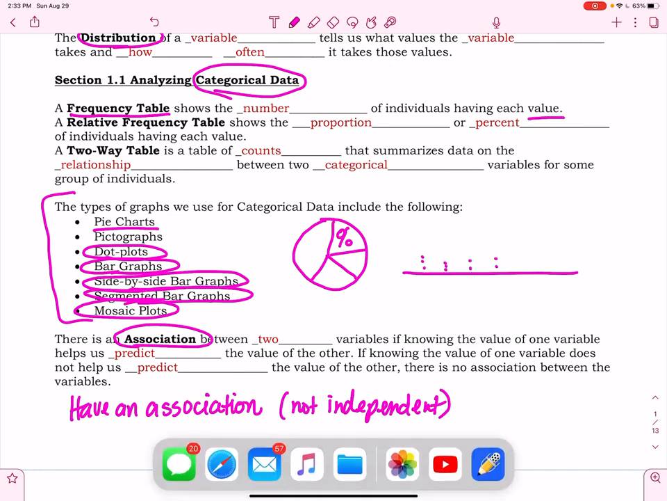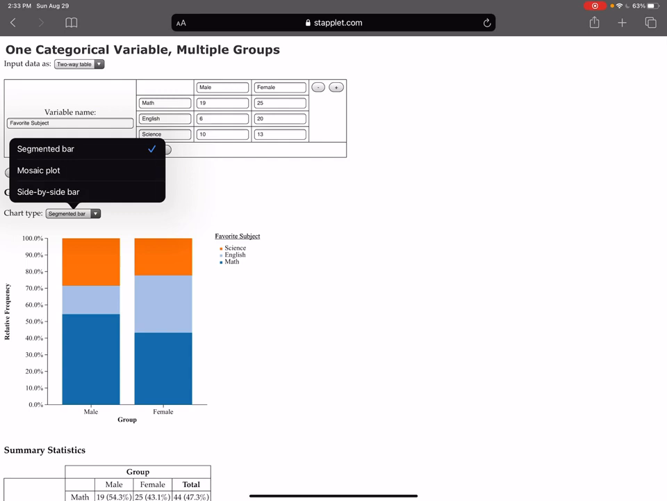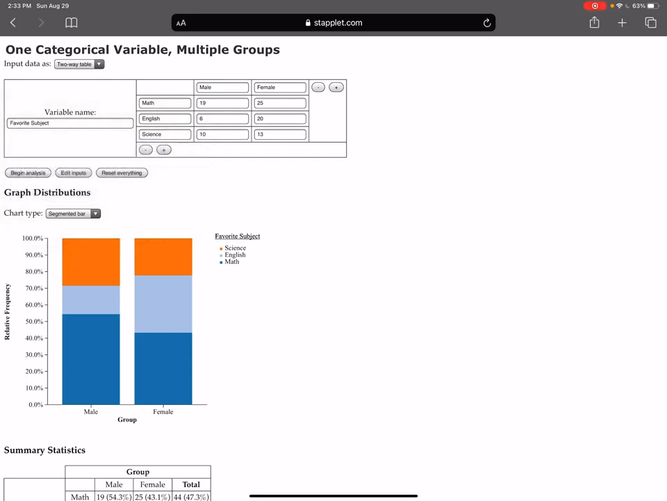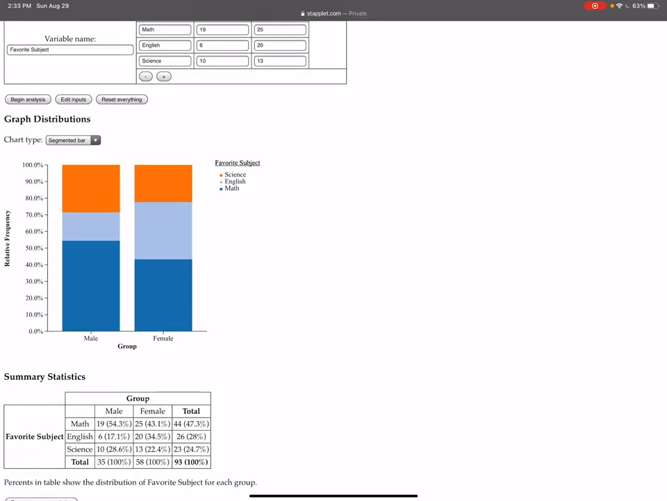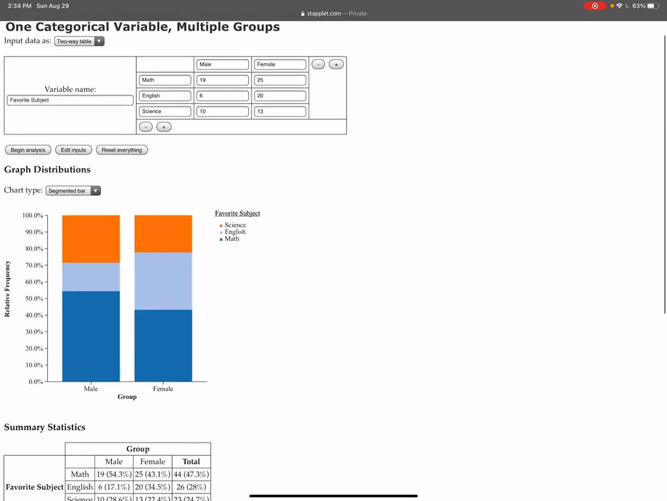All right, so let me pull up my picture here. I've got a table here. I've got favorite subject, math, English, science in my table, and I've got them separated by male, female. So as you can see in the picture here, I've got a segmented bar graph. It makes sense to put these in percentages since we're stacking values on top of one another here. So you can see by the picture how males and females compare to each other. So a question might be here: are gender and favorite subject independent of one another? Do they have an association?